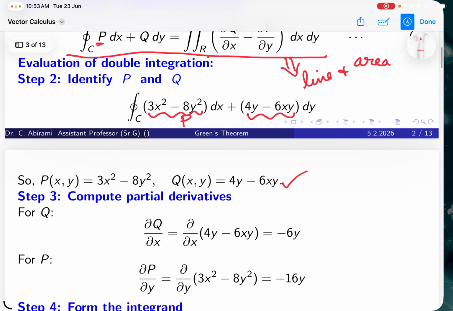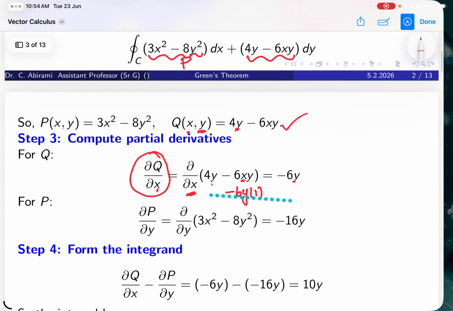After this, what are we going to do? We are going to compute the partial derivatives. What do we mean by partial derivative? Here I am going to differentiate Q partially with respect to x. That means we treat the other variable, y, as constant. So the first term is 0. What about the second term? Minus 6y, where y is constant, and differentiating x with respect to x gives 1. So the answer is minus 6y.